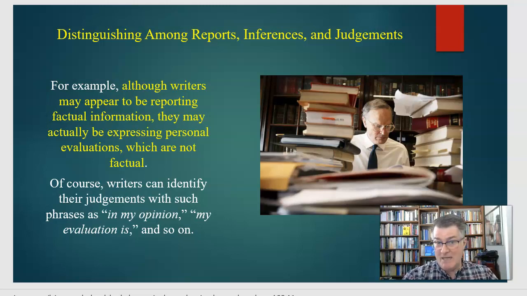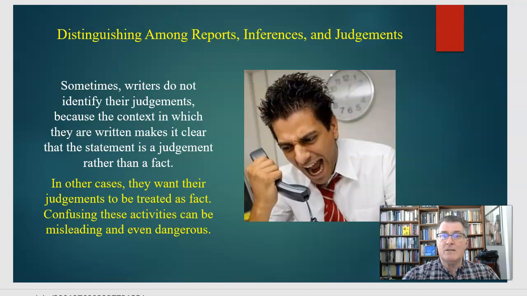But things like, in my opinion, right, that is at least an identifier that the reader is about to read a statement that is an opinion, right? My evaluation is. That's one of the ways in which we can do it. We make it clear to people that the following statement is not a fact, but the opposite, an opinion. So writers that do not identify their judgments, it's at their loss, because they may think they are presenting factual information when it is, in fact, just a judgment. So they want their judgments to be treated as facts. That's how the QAnon folks are able to work their magic.